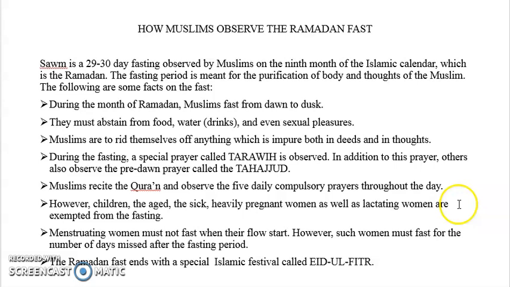So we are saying menstruating women must not fast when their flow starts. However, such women must fast for the number of days missed after the fasting period. Then lastly, the Ramadan fasting ends with a special Islamic festival called the Eid al-Fitr. So Eid al-Fitr festival is the feast of breaking the fast of Ramadan. So after Ramadan ends, a day passes, then the next day Muslims have fun because they were abstaining from food for so long.